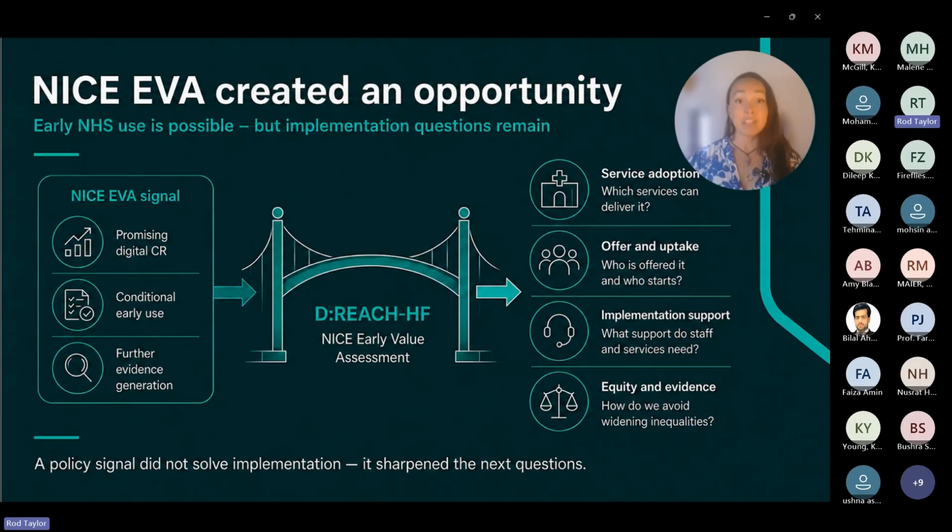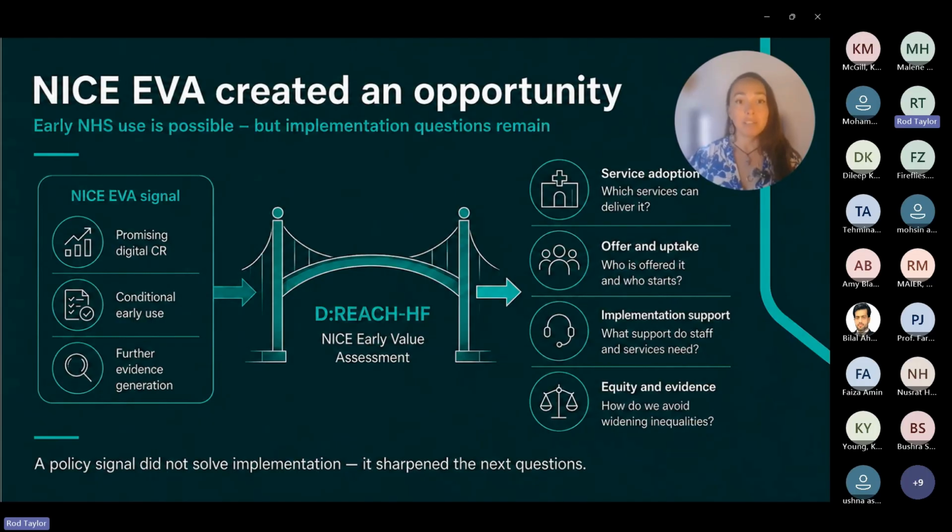The EVA process is used for promising technologies where early use may be appropriate, but further evidence is still needed. For DREACH-HF, the evidence from the original REACH-HF program, alongside the early DREACH-HF development and feasibility work, contributed to the NICE EVA signal that has resulted in a conditional recommendation for early use in the NHS of DREACH-HF. That conditional recommendation is now linked to an evidence generation period. So the next phase for DREACH-HF is about answering questions such as which services can deliver it, which patients are offered it, who starts, who engages, what support staff and services need to deliver, what data are needed to be able to evaluate this properly, and how do we avoid widening inequalities further.